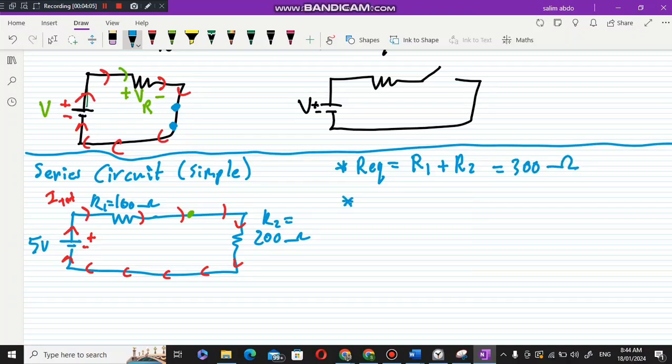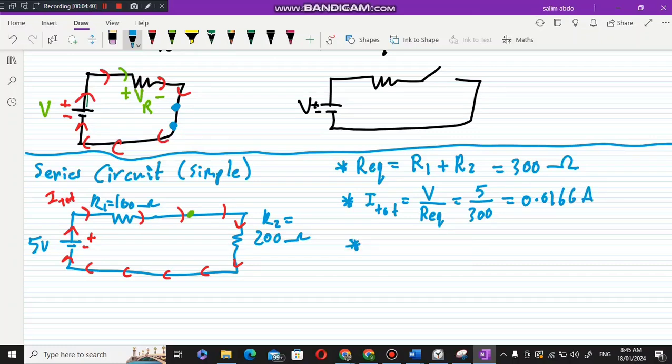Now after finding the total resistance, we can find the total current. Total current will always be equal to the voltage of the battery divided by the equivalent resistance, which is 5 volts divided by 300 ohms. So 5 divided by 300 is 0.0166 amperes.